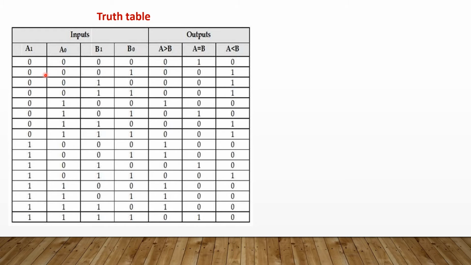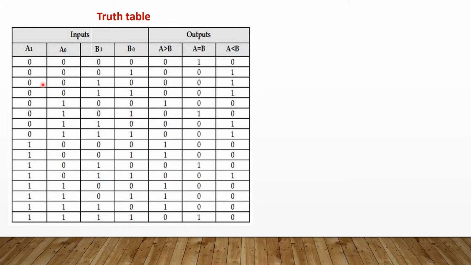Similarly, the second value: A is 0, 0, but B is 0, 1. By comparing 0, 0 with 0, 1, obviously A is less, or we can say B is greater. So we can say that A is less than B. Where is A less than B? In the third column, that should be equal to 1. The remaining outputs are equal to 0.